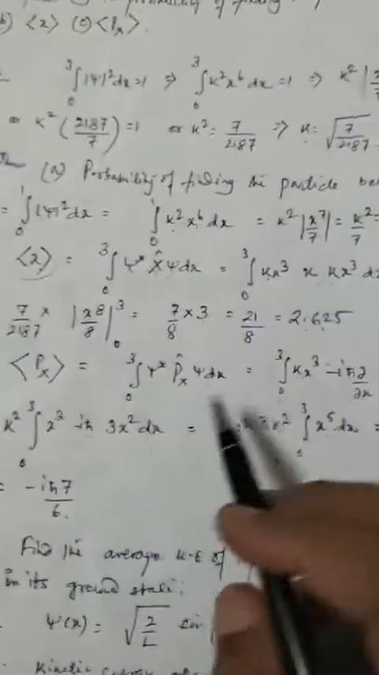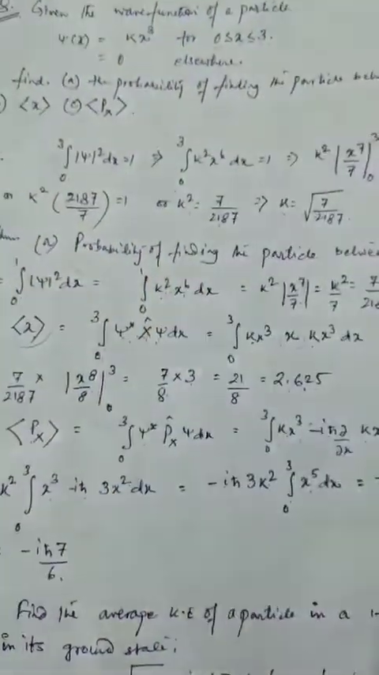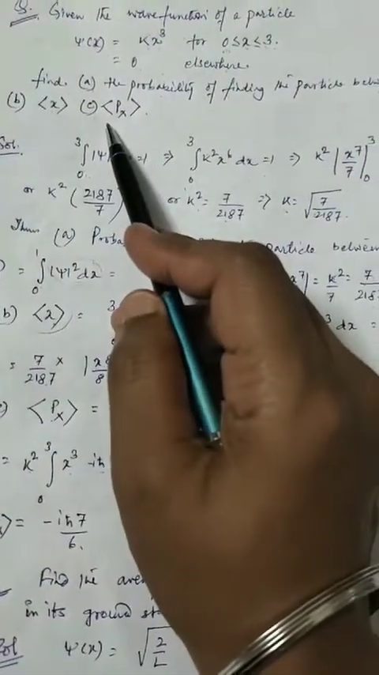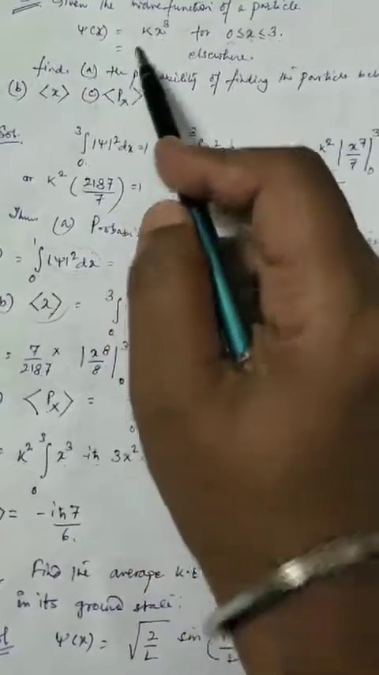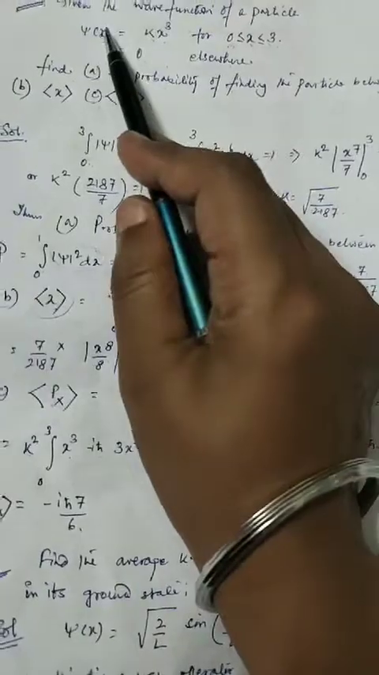So this is how you find out the probability of finding the particle and the expectation values. But again, I repeat, for these types of problems, the first thing that you need to do is find out k, and to find out k, you need to normalize the wave function.